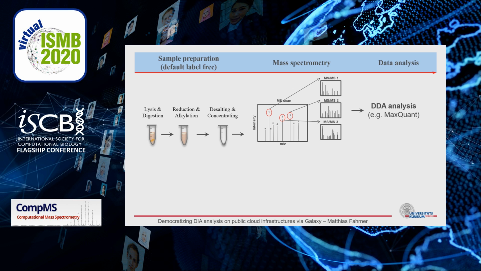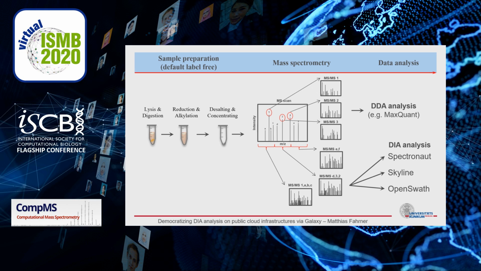During the last decade, another method emerged called data-independent acquisition. Here, the MS2 scans are predefined and fragment spectra containing all precursors within the respective mass over charge window are collected and fragmented. Just as for the DDA approach, there is a broad variety of software which enables the analysis of DIA data, for example Spectronaut, Skyline, and OpenSWATH.